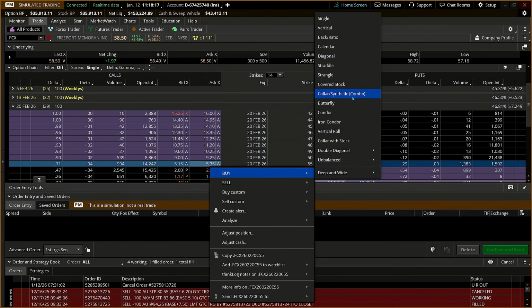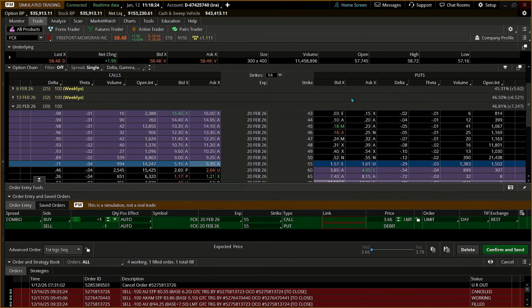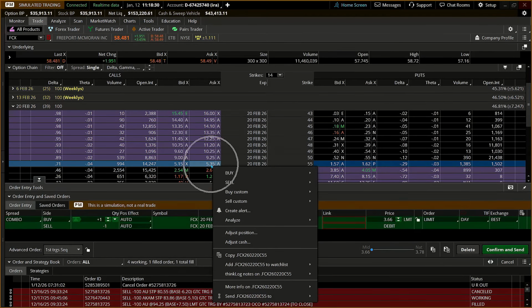Let's say we actually did collar synthetic. It's also known as a combo, okay? Now, if we looked at that right there, you're going to see that it's just like what we saw before, but just put together. How do we do that again? Let me show it again.